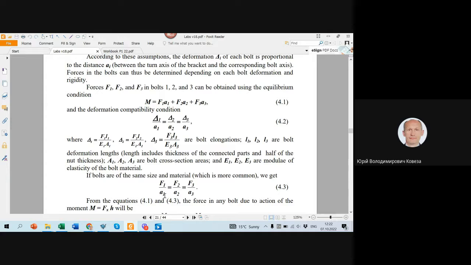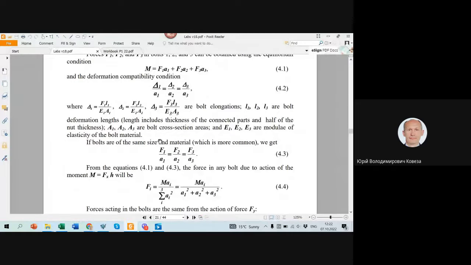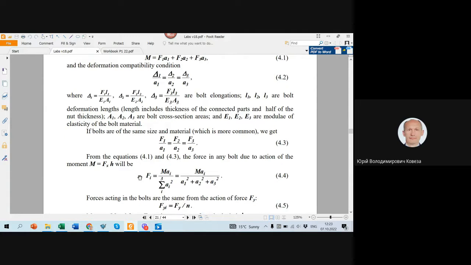So the bigger the distance from the edge, the bigger the distance from the axis of rotation, the bigger the force should be. If we use this equation and take F1 from this equation, put it in here, take F1, F2 from this, and from this we have one equation about one force. And the same way we can write for the second and third bolt. If we use there this equilibrium condition, we can use a formula like this to find force according to the moment we apply.